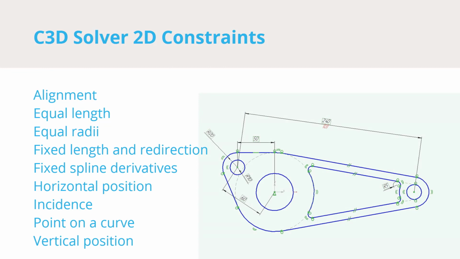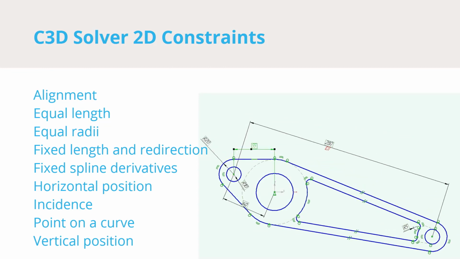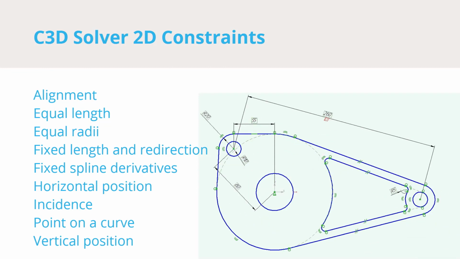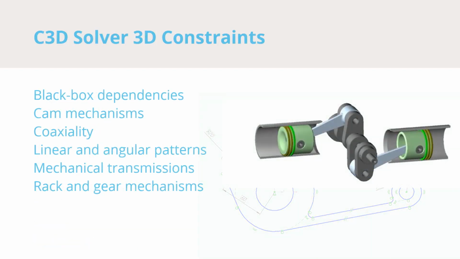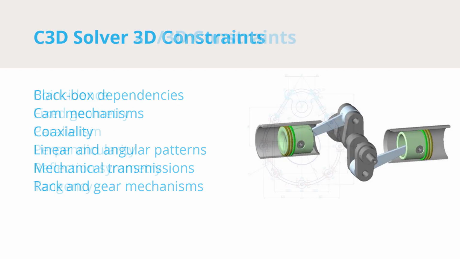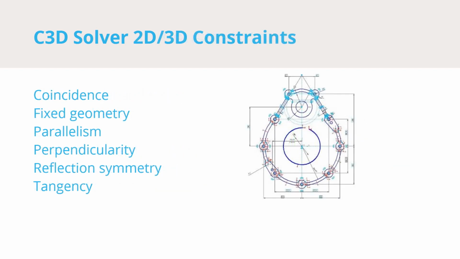C3D Solver provides you with a host of constraints for your software, including these ones for 2D, 3D, including complex ones like rack and gear mechanisms and cam mechanisms, then a group of constraints that work with 2D and 3D objects.